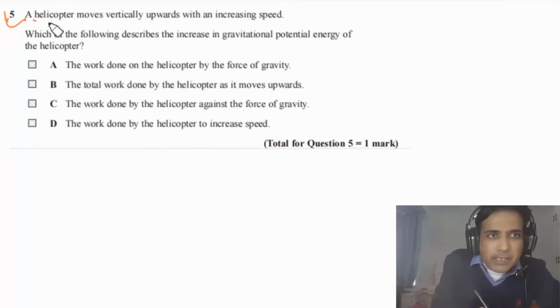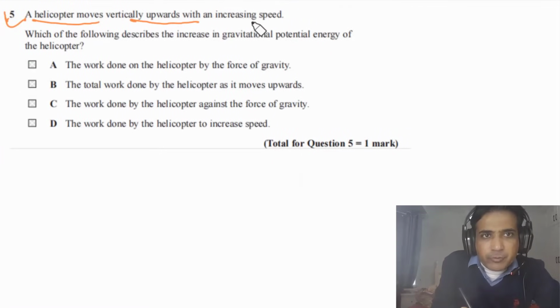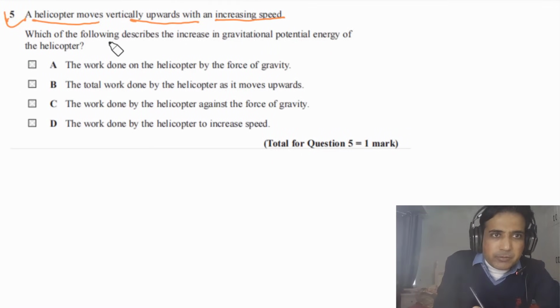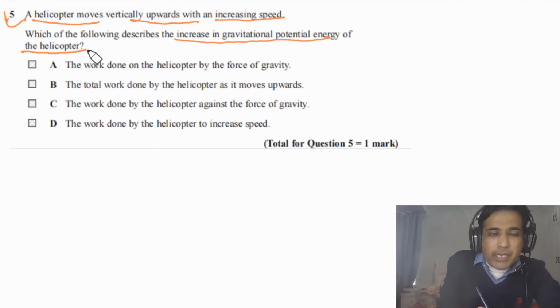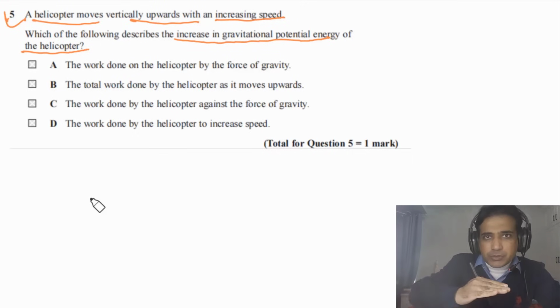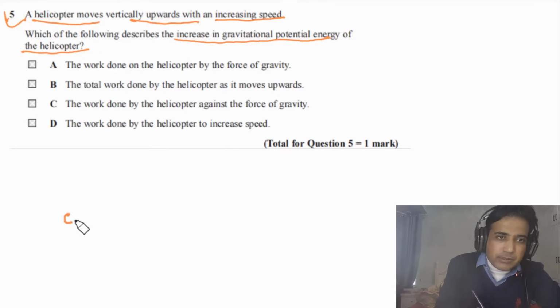Question 5 says a helicopter moves vertically upwards with an increasing speed. Which of the following describes the increase in gravitational potential energy of the helicopter? First of all, imagine that the helicopter is moving upwards with constant speed. We can simply imagine this is the helicopter, moving vertically upwards with constant speed. So we can say speed is constant.